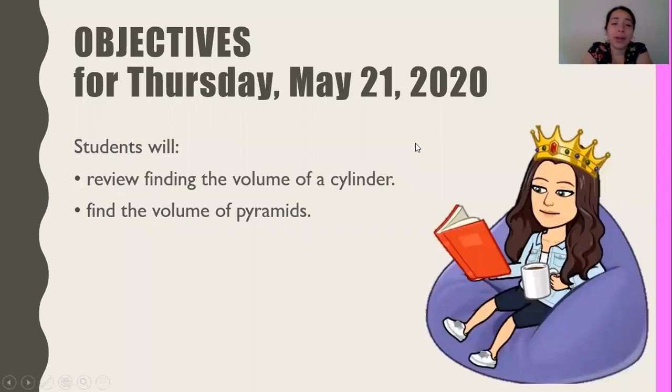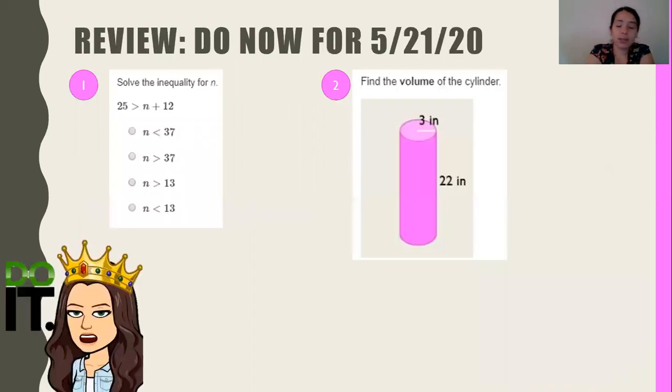Today's objectives are that we're going to review finding the volume of a cylinder, which is what we did in our last session. Today, we're going to find the volume of pyramids. Okay. So before we even do that, we're going to review our do nows.